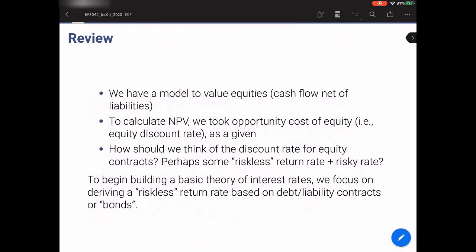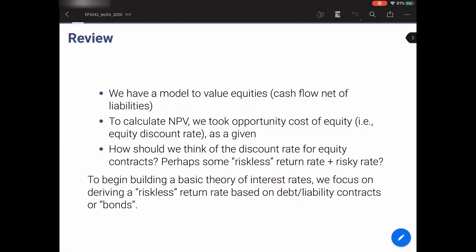So far in this class, we talked about a model to value equities, and this is derived from the NPV model that we discussed in week 1 or week 2. So specifically, we talked about the dividend discount model, which is an infinite horizon cash flow model. And to calculate the NPV of this dividend discount model, we had to use the opportunity cost of equity, okay, or the willingness for an equity investor to part with their money, or the interest rate at which an equity stakeholder would actually part with their money.